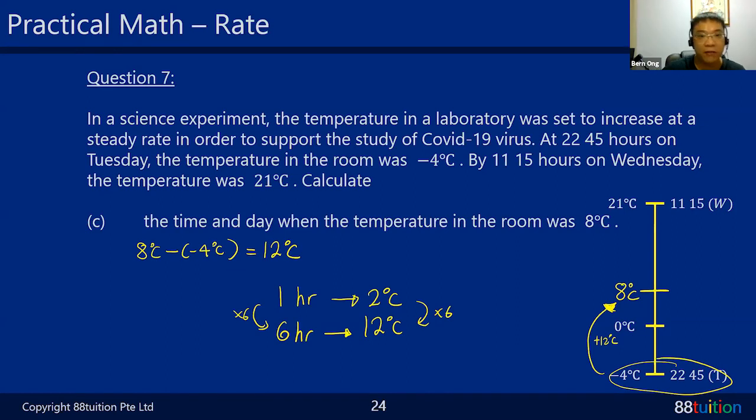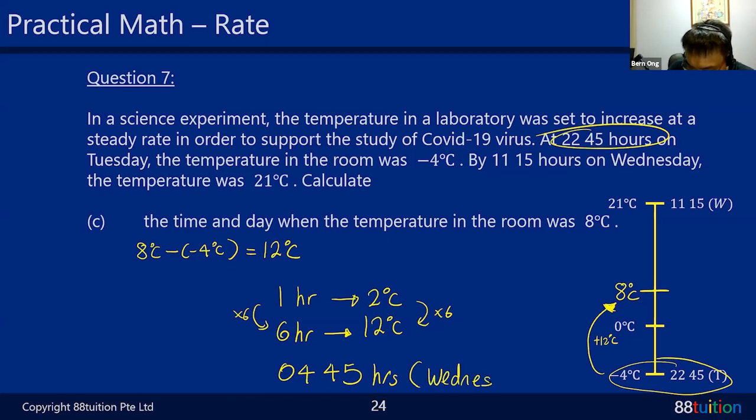Jethro, your answer is 4:45? Correct. But you never tell me, is it Tuesday or Wednesday? Be careful. So down here, beginning is 10:45, right? 10:45, you count 6 hours. 10:45, 11:45, 12:45, 1:45, 2:45, 3:45, 4:45. So answer will be 0445. Since they give us the 24-hour clock, 0445 hours, and which day is it? It is on Wednesday already. This will be your answer. The question asks you, yes, Charmaine, you're right, the question asks you the time and day. So the day is Wednesday.